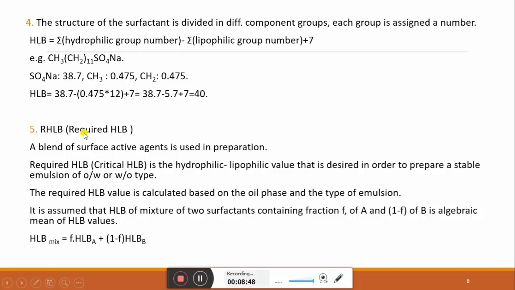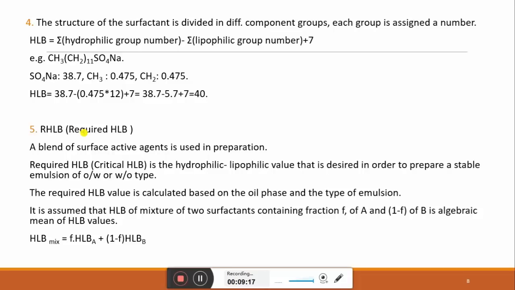Now next is required HLB. What is the meaning of required HLB? If we want to prepare an emulsion that is stable in nature, we have to use a surface active agent with a specific HLB, and sometimes we have to mix two surfactants to get the specific HLB. And how can we calculate that specific HLB that we need to prepare a stable emulsion?